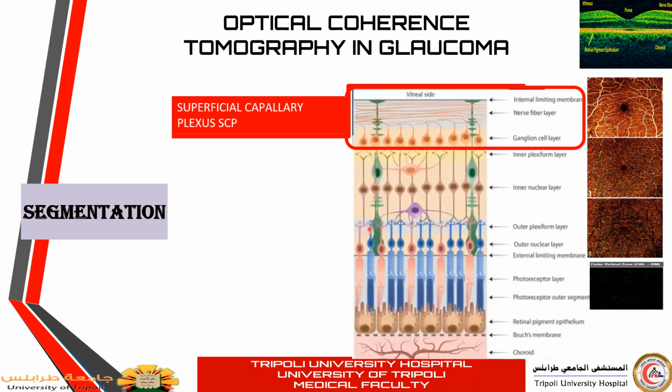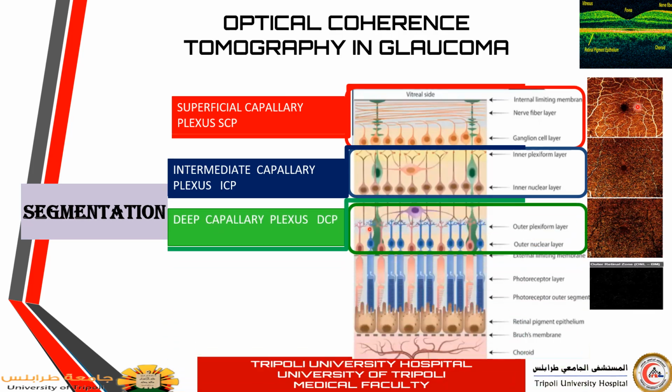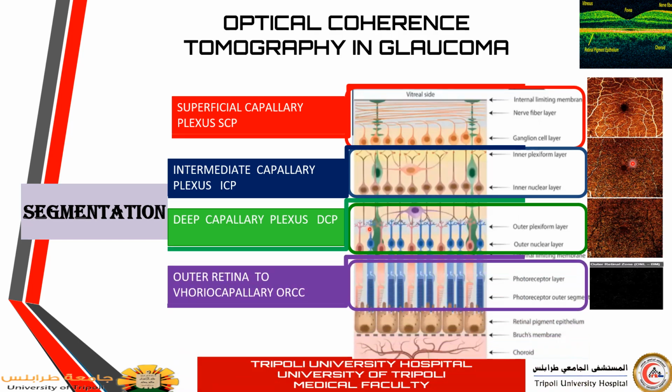This slide also shows the different plexus. The superficial plexus covers the nerve fiber layer and the ganglion cell layer, and this is how you can see this layer on OCT angiography. The intermediate capillary plexus extends from the ganglion cell layer up to the inner nuclear layer. And then the deep capillary plexus, and this is its appearance in OCT angiography, extends from the inner plexiform layer up to the outer plexiform layer. And this is the outer retina.